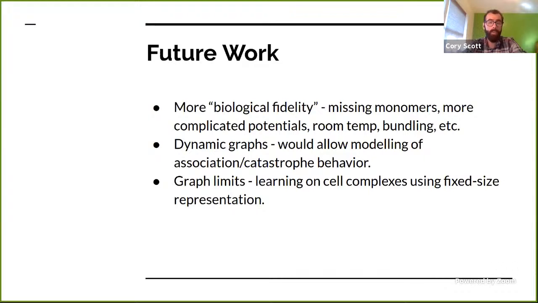And so for future work, I would like to make the simulation a little bit more true to life, what microtubules do in real life. So for example, bringing it up to room temperature, having more complicated potentials. I would like to be able to handle bundling and association, but those are vastly more complicated. The other thing is that a current reigning hypothesis is that microtubules buckle in places where they're weak, and that missing monomers or defects in that lattice might be responsible.